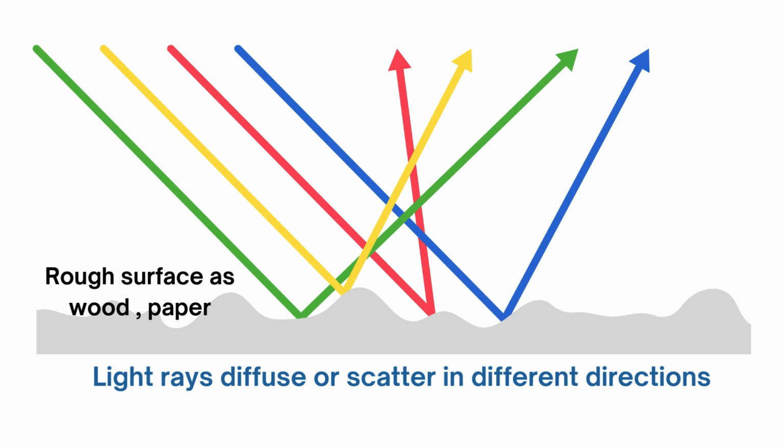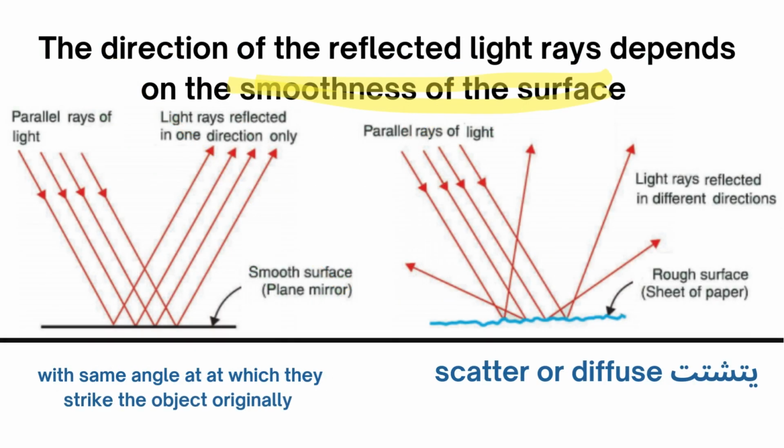Here we can say that the direction of the reflected light depends on the smoothness of the surface. If the surface is smooth, it will reflect light in one direction. If the surface is rough or less smooth, it will reflect less amount of light because the light diffused, scattered, or reflected in different directions.